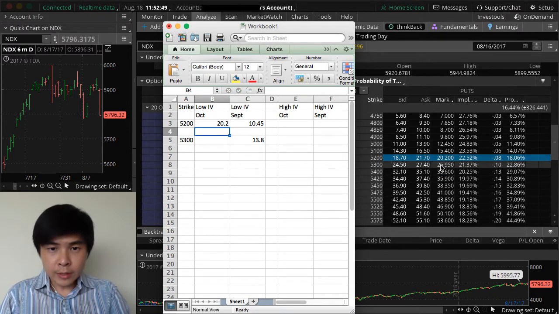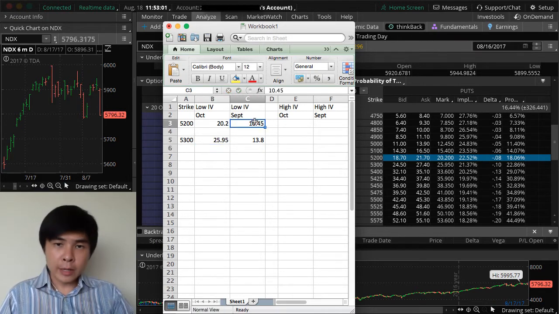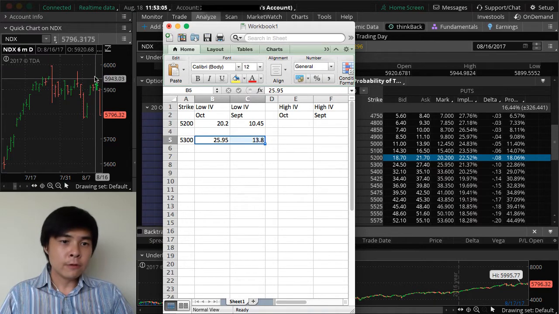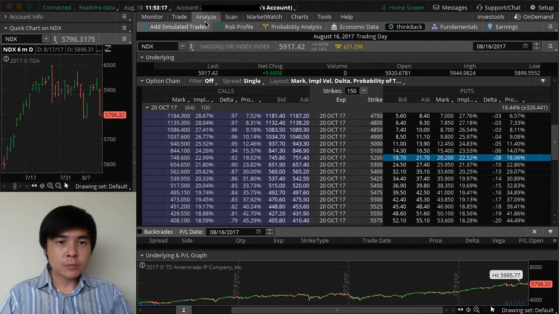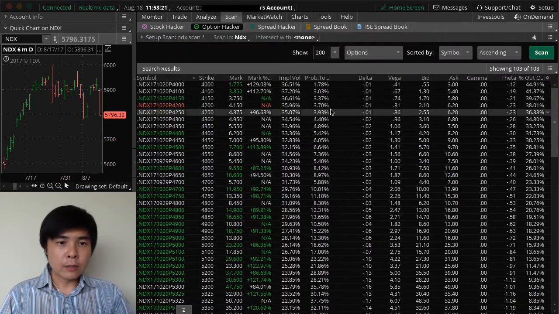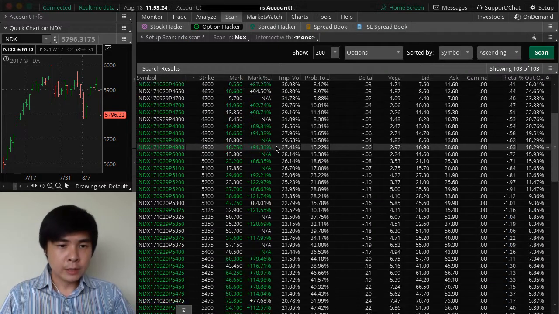Alright, and 5,300 will be $25.95. So this is the price before the IV spike on 16th of August. So the price is over here when the price is at the highest and the IV is actually relatively low. So let's take a look at today's price, based on the research we have done over here.